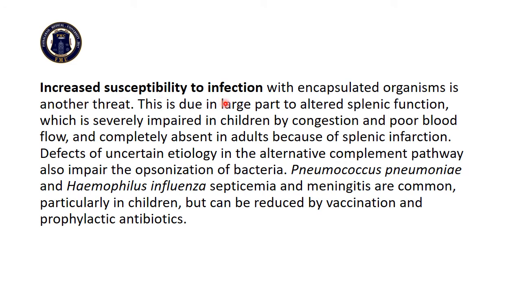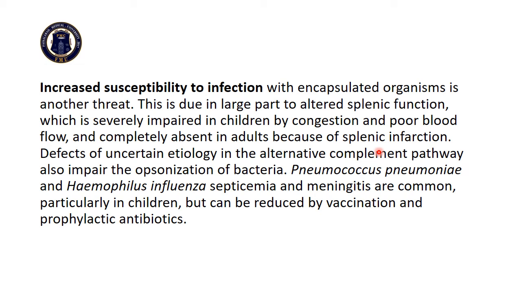Increased susceptibility to infections with encapsulated organisms is another threat. In sickle cell anemia, there are two factors that increase the susceptibility. One is the altered splenic function and the second one is the alternative complement pathway. The complement pathway opsonizes the bacteria and as a result they are phagocytosed inside the spleen. But both components are defective, so the bacteria survive inside the body.